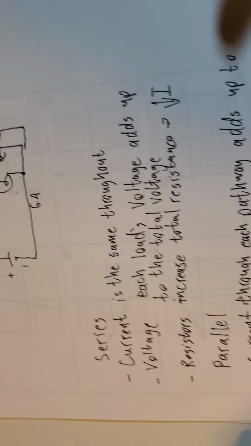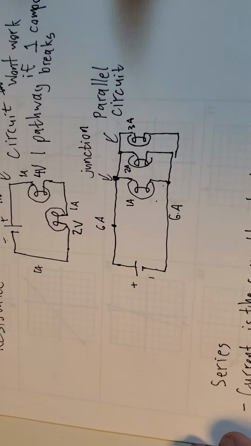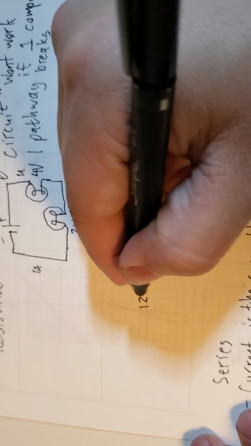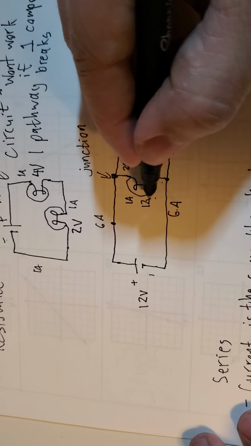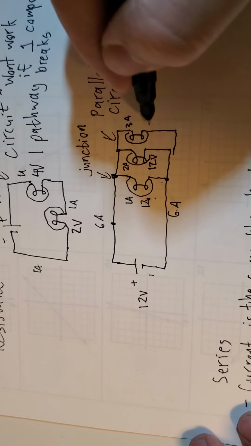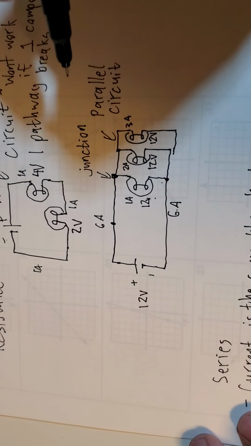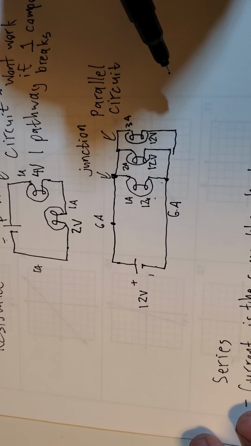So again, if we look up over here at this parallel circuit and say I've got 12 volts here, well, then you're going to have 12 volts on this load, this light bulb, 12 volts on this light bulb, and 12 volts on this light bulb. Okay, so they're always going to be the same in parallel.